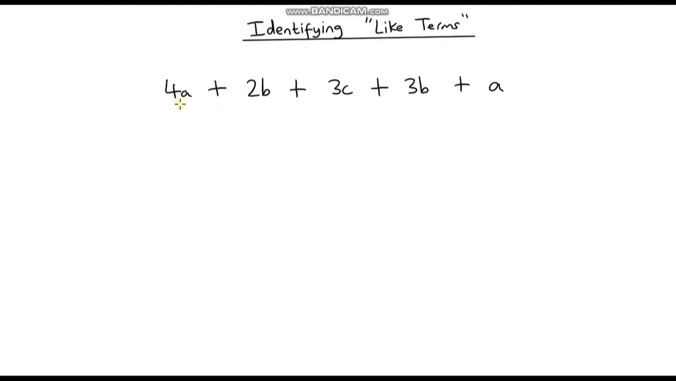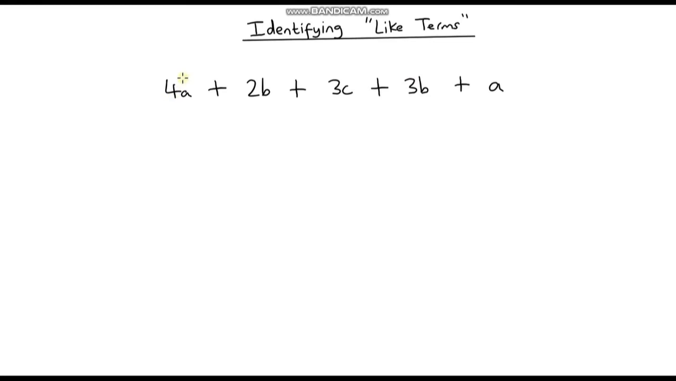So we could say we've got 4 apples plus 2 bananas plus 3 carrots plus another 3 bananas plus another apple. So we've got 5 terms in here, but I want you to think about how many are like terms. Now what we mean by like terms is terms that basically look like each other.